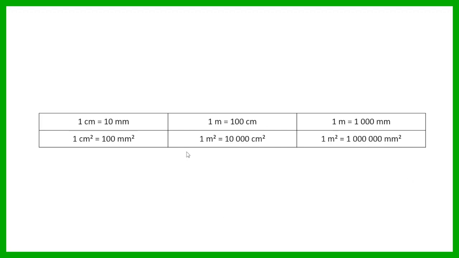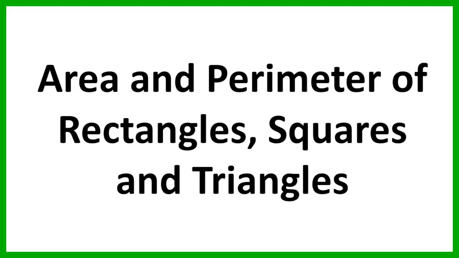Okay, so those are some of the conversions that are going to be helpful for you while we're working in this section. Right, now let's go on to finding the area and perimeter of rectangles, squares, and triangles. Now these you should have done before, so we're just going to quickly go through and remind you of the formulas that you should know, or the formulae that you should know.